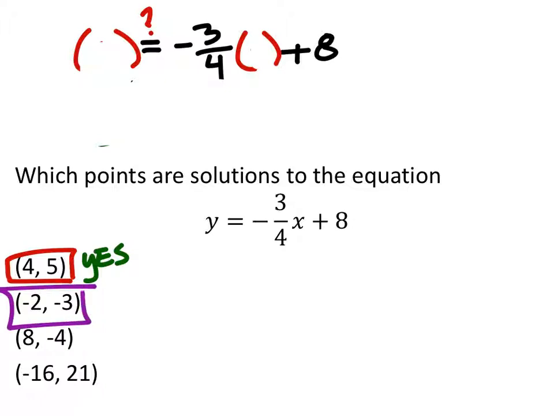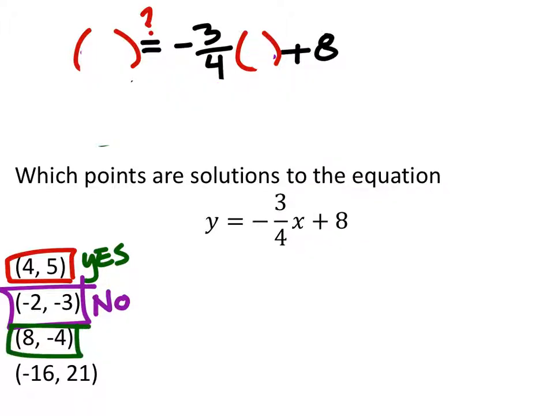All right, negative 2, negative 3. So the x value is negative 2, and the y value is negative 3. So we'll multiply this out. Negative 3/4 times negative 2. I'm going to simplify it to 3/2 plus 8. That's going to give us something a lot bigger than negative 3. So this one is not a solution.